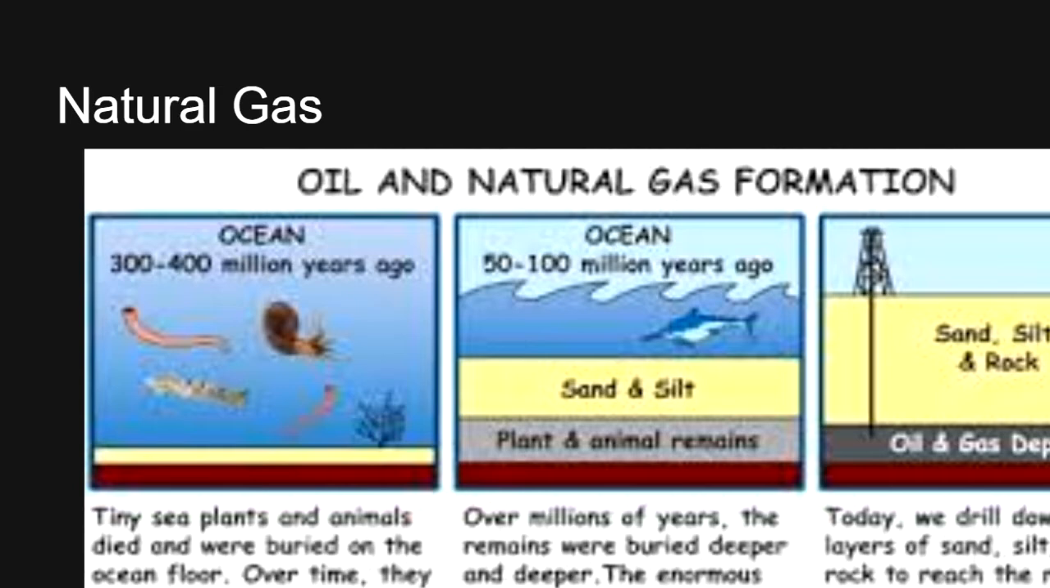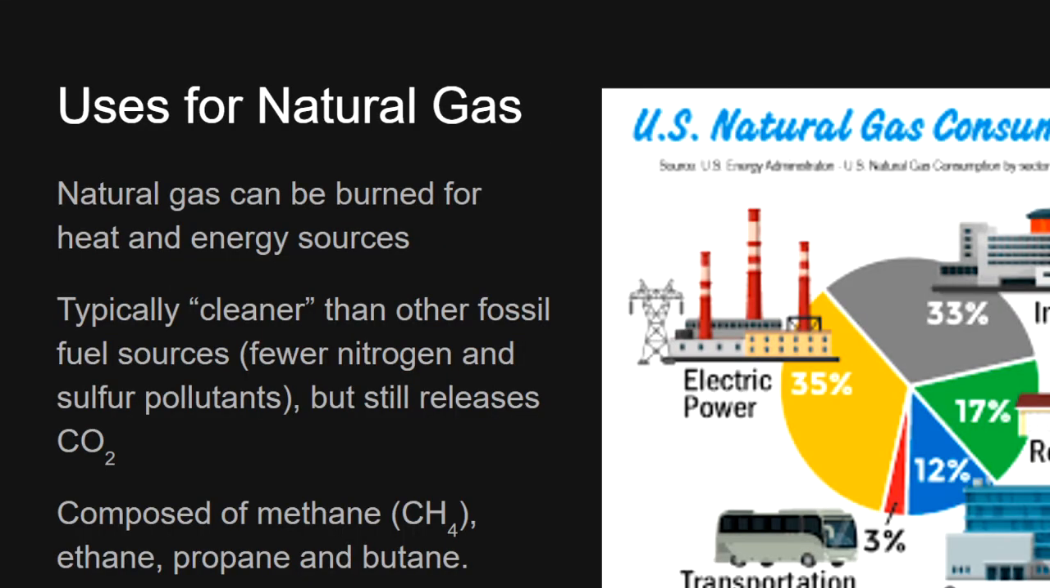So how is natural gas formed? From the remains of tiny ancient marine organisms trapped under ancient oceans with heat and pressure. And what is natural gas used for? We use it for lots of things, any type of fossil fuel energy generation. So we can use it for heat, we can use it for power, we can use it for electricity, and we can even use it in combustion engines. Okay, so heat and energy sources.